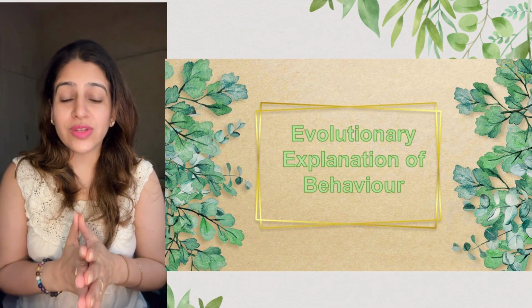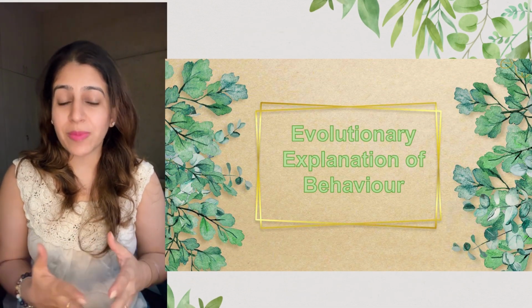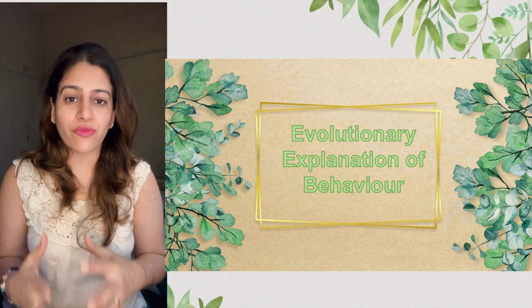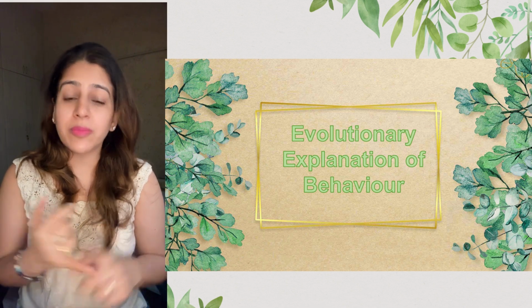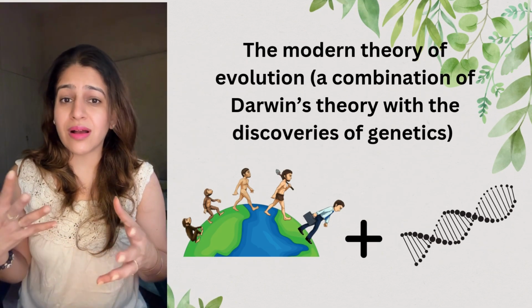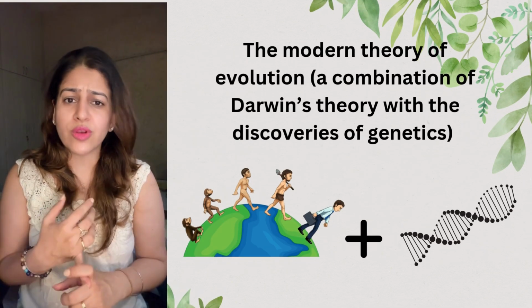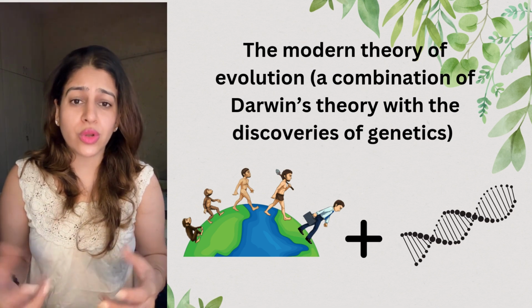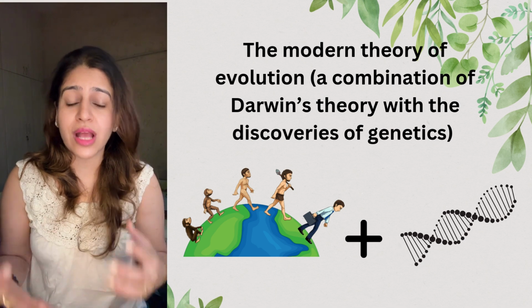So we'll be studying today about the evolutionary explanation of behavior for IB psychology students. We'll be understanding the concept first, followed by the supporting studies. So we all know what evolutionary explanation is. Evolutionary explanation is about Darwin's theory, about the survival of the fittest, about natural selection.